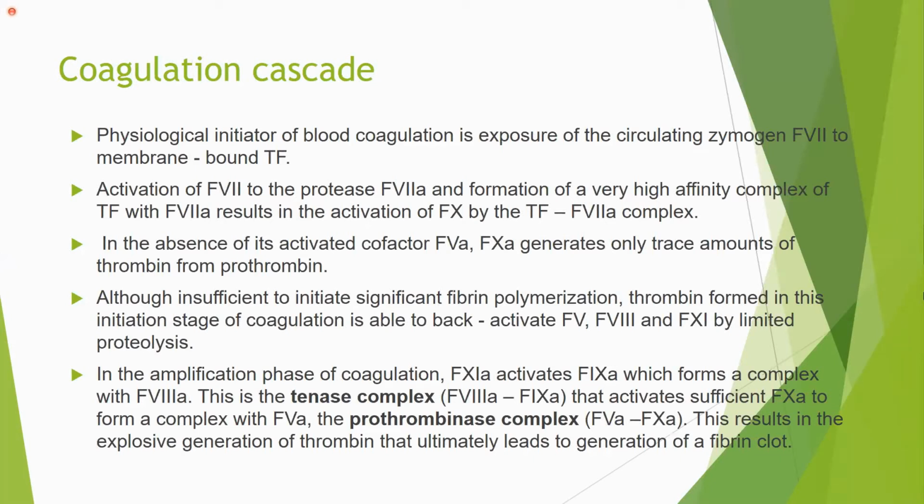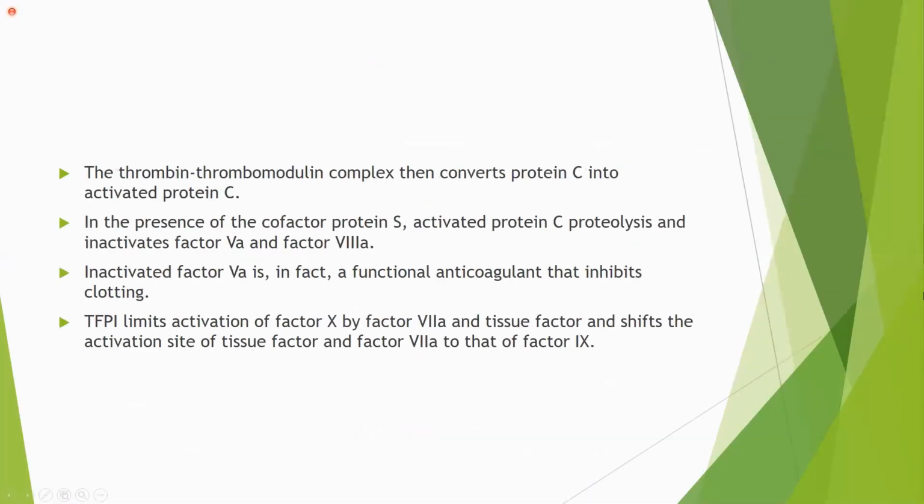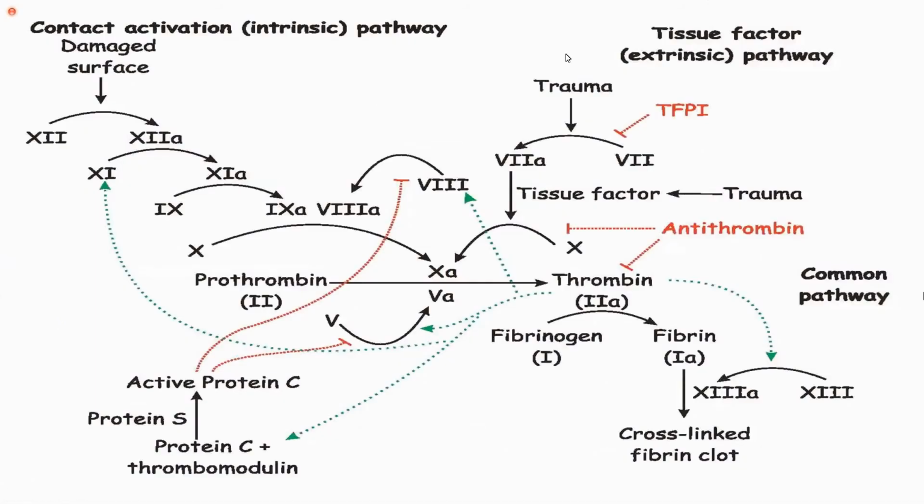Although insufficient to initiate significant fibrin polymerization, thrombin formed in this initiation stage of coagulation is able to back-activate factor 5, factor 8, and factor 11 by limited proteolysis. So this is the amplification phase of the coagulation. What happens? You can understand. Now what happens?